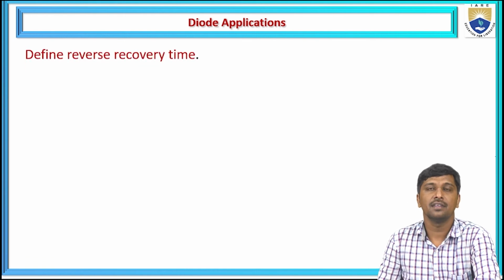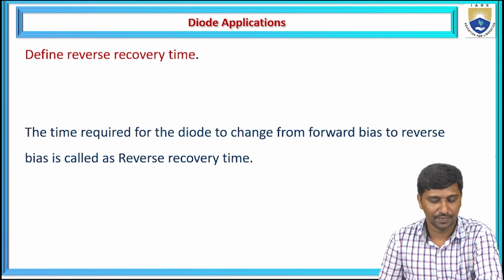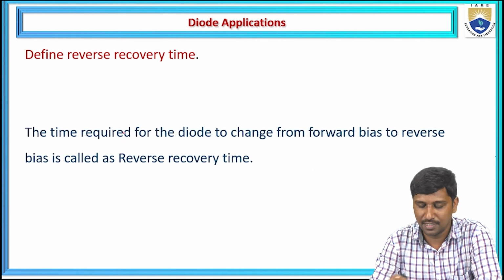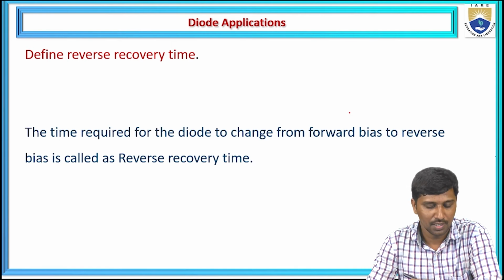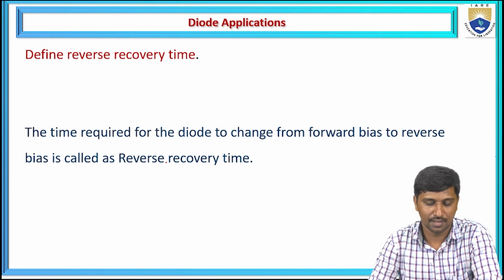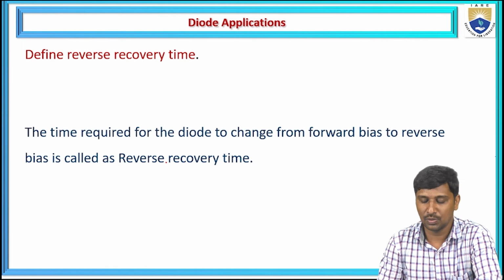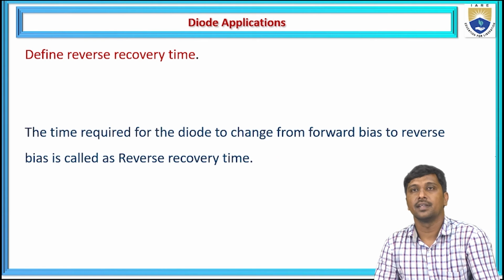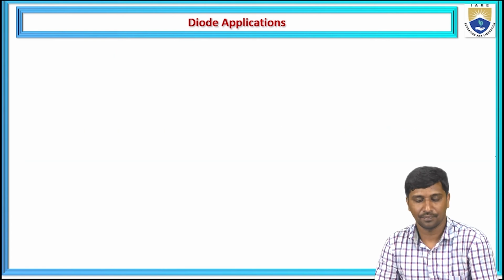We need to define reverse recovery time. The time required for the diode to change from the forward bias to reverse bias is called reverse recovery time. It means how much time is required to change the state from the forward bias voltage to the reverse bias voltage. That is called reverse recovery time.